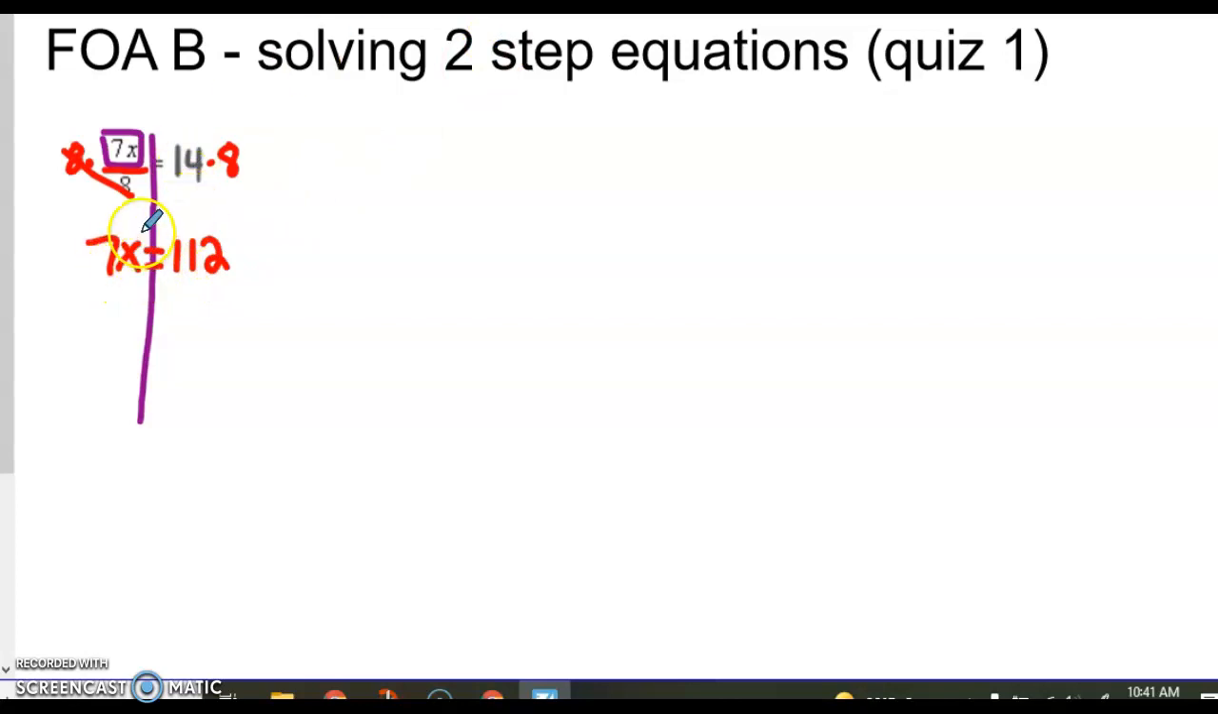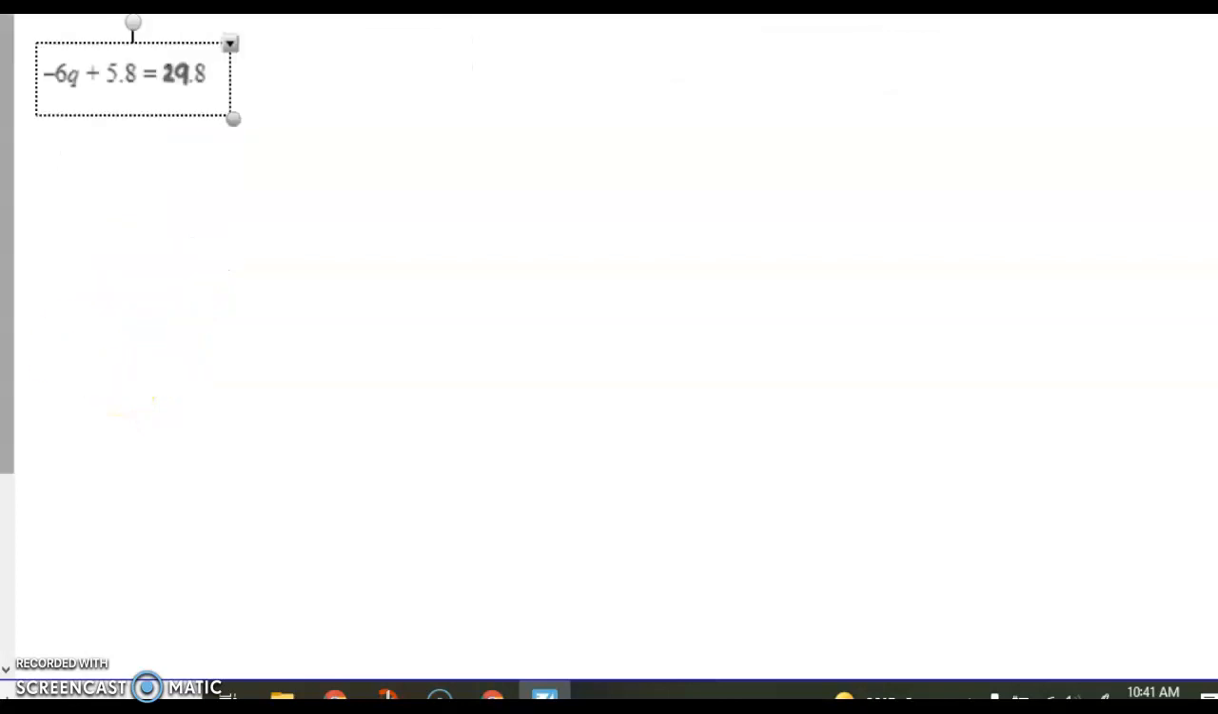Now remember, I'm still trying to get the x by itself. And right now I have 7 times x. Well, the opposite of multiplying is to divide. So I'm going to divide each side by 7. That would cancel, leaving me with just x, and then 112 divided by 7 equals 16. So that is how I would solve that equation. I would start off by multiplying each side by 8, then I would divide each side by 7, and then I would get my final answer.